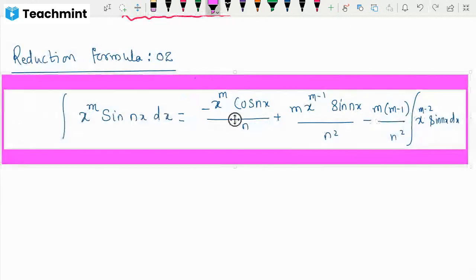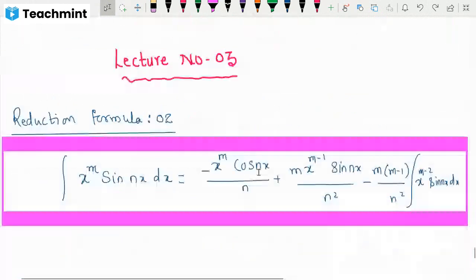The second reduction formula, that is integration of x raised to m sin nx dx, is equal to minus x raised to m cos nx upon n, plus m into x raised to m minus 1 into sin nx divided by n square, minus m into m minus 1 divided by n square, integration of x raised to m minus 2 into sin nx dx. To find integration of x raised to m into sin nx, we'll use this reduction formula, and for that you should find integration of x raised to m minus 2 into sin nx dx. The same process which we have seen in the previous reduction formula, we'll see here.